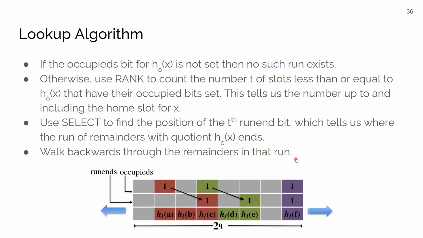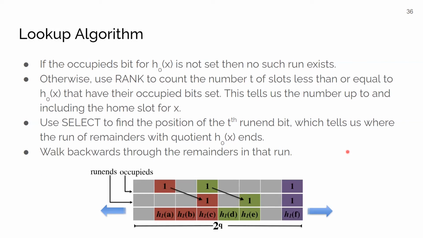Now let's look at how these operations are used for the lookup algorithm. If the occupieds bit for H0 of X is not set, then there is no such run. For example, if we try to find an element G which has the quotient 6, then the occupieds bit at position 6 is not set, which means we can say that the element G has not been inserted. Now, if the occupieds bit for the quotient is set, then we use the rank to count the number T of slots less than or equal to the quotient that have their occupieds bit set. This basically tells us the number up to and including the home slot for X. Finally, we use the select operation to find the position of the Tth run-end bit, which tells us where the run of the remainders with quotient H0 of X ends. Then we walk backwards through the remainders in that run.